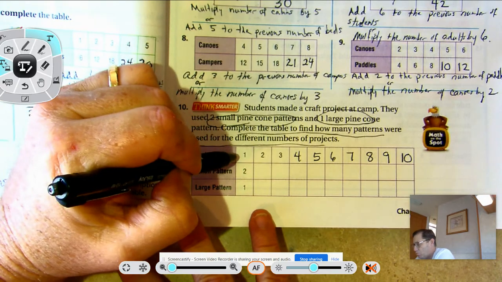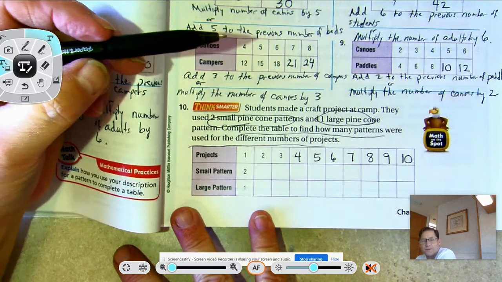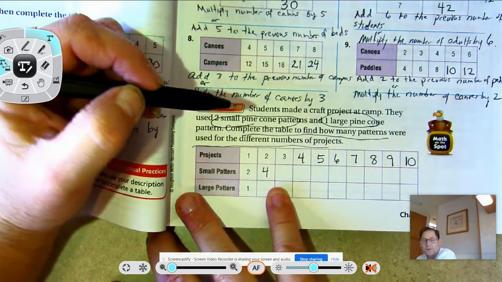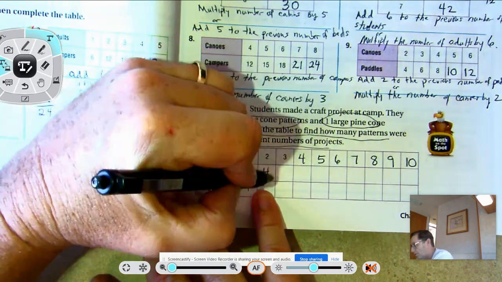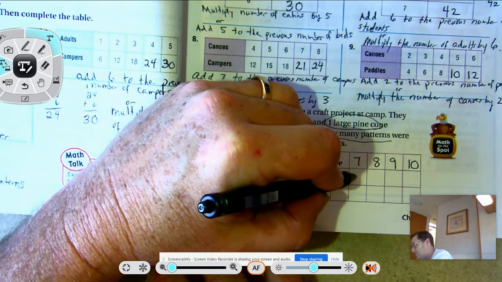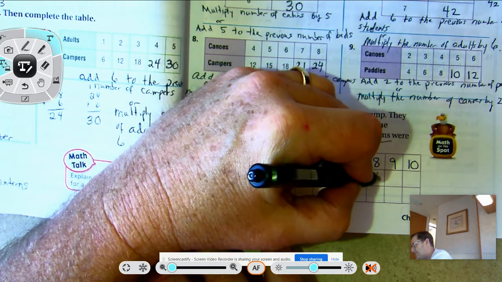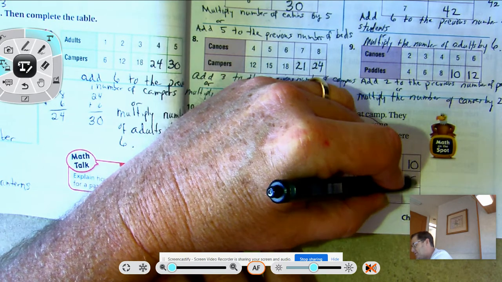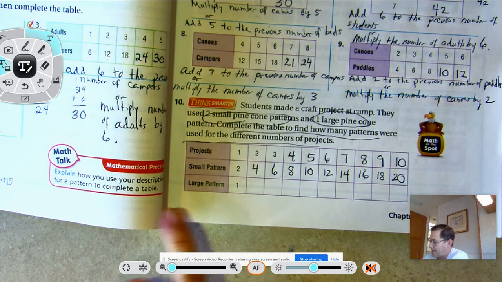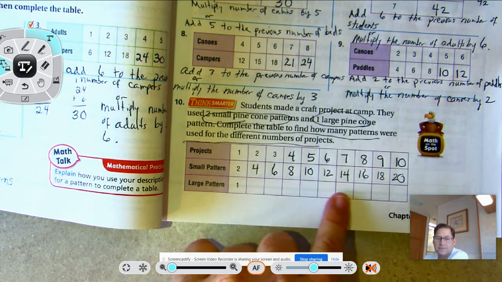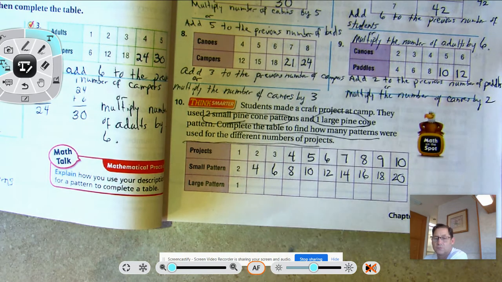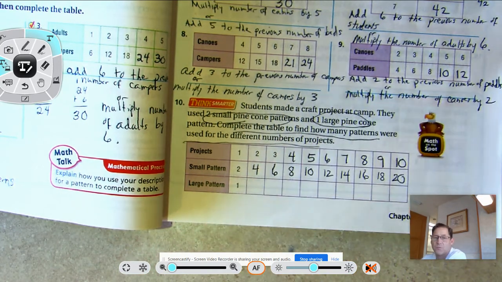So if I have one project and it uses 2 small patterns, how much would be added for the second one? 2 more. So 2, 4, 6, 8, 10, 12, 14, 16, 18, 20. So either add 2 to the previous number of the small patterns or multiply the number of projects by 2, because each project has to have 2 small pine cone patterns.